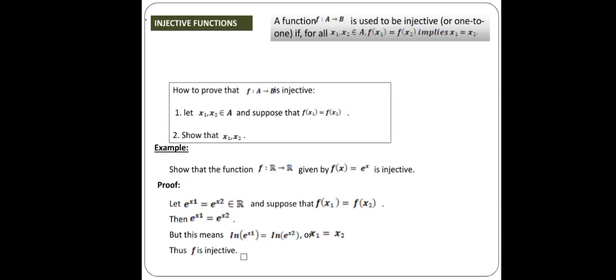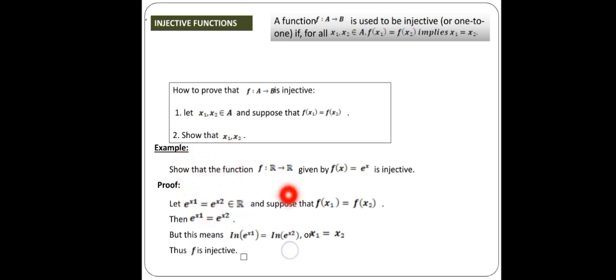Now, how to prove that the function f from set A to set B is injective? So we have two steps, just like in surjective we have two steps. Here in injective we have also two steps. So let x sub 1 and x sub 2 be elements of A, and suppose that f of x sub 1 is equal to f of x sub 2. Then step 2, show that x sub 1 is equal to x sub 2.